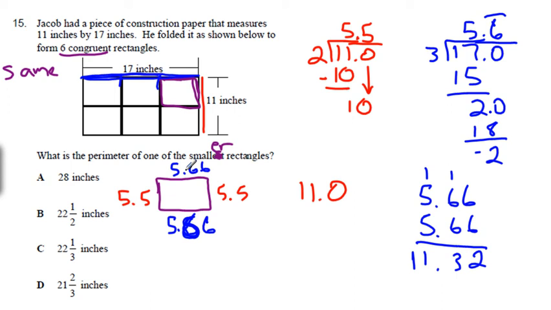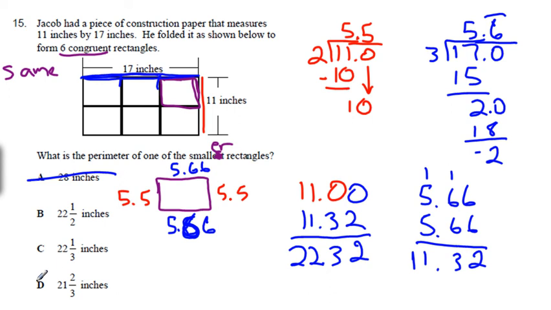And now we need to add those two together, because we need all four sides. We say, what is 11 plus 11.32? We can add a 0 here. That's going to give us 2, 3, and 22. So 22.32. So the whole number is 22.